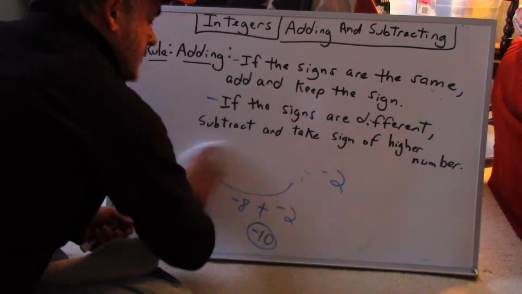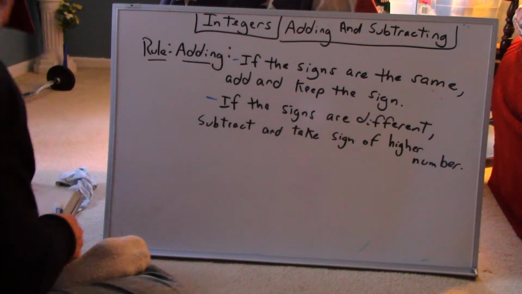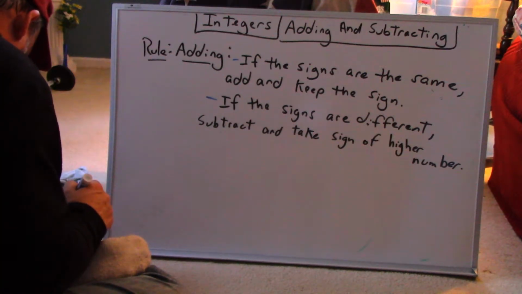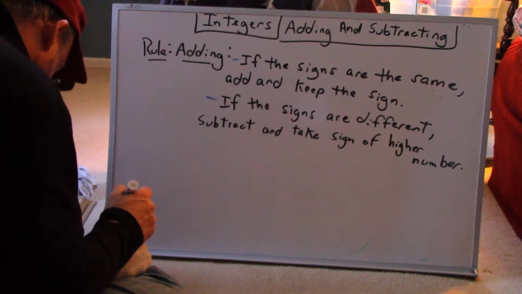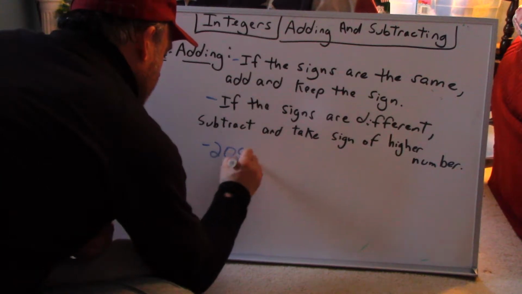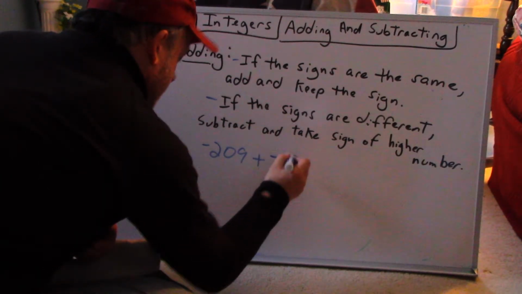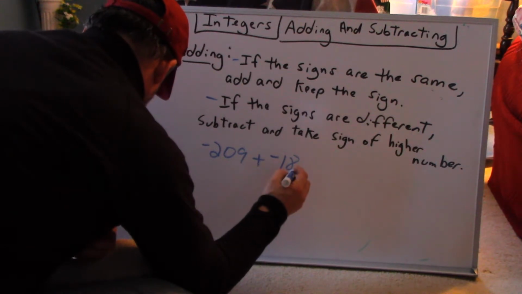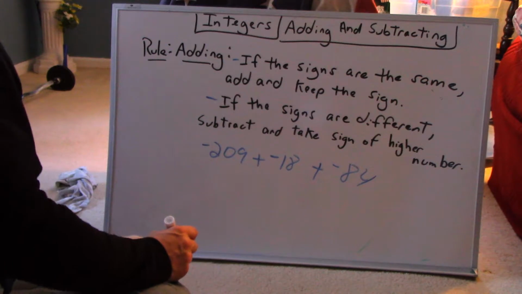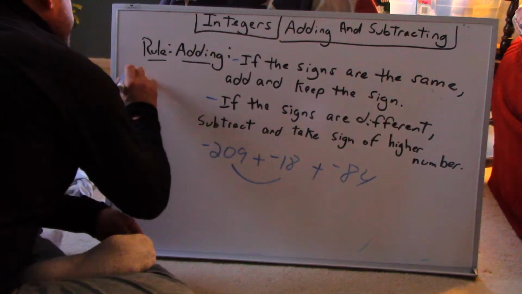I just want to do a couple more differences, and then that's it. I think we might end it here. Here's a bigger one. -209 plus -18 plus -84. That's a big one. So we're going to do these 2 first, and we're going to add them.